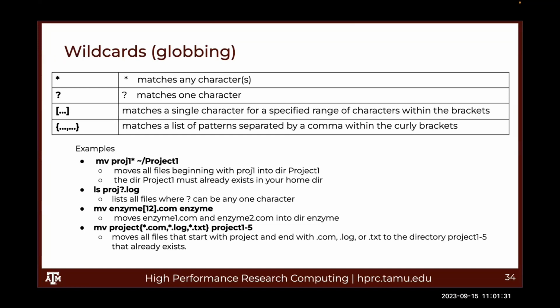So here are some examples. If we did mv, anything that starts with proj1*, all those files that begin with proj1 will be moved into that project1 directory. But that directory already has to exist. If you have proj1.text, proj1.log, proj1 output results, it'll grab all of those files and move them into that project1 directory.